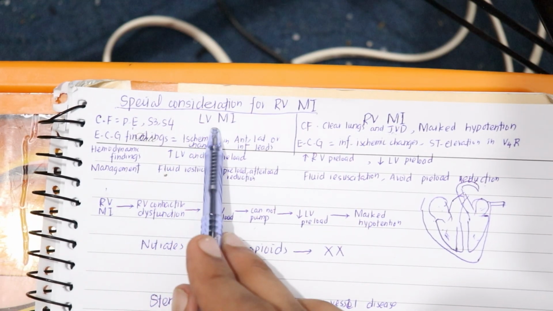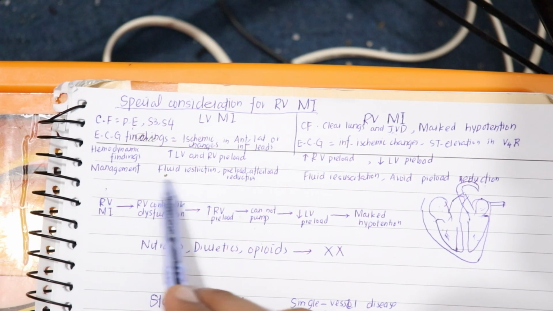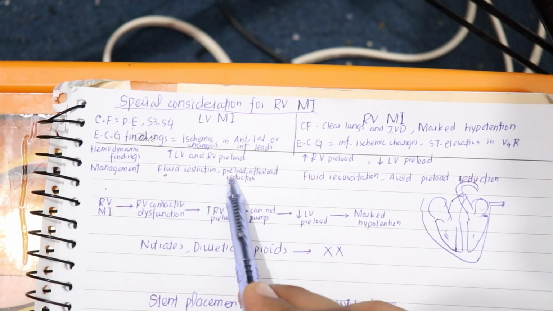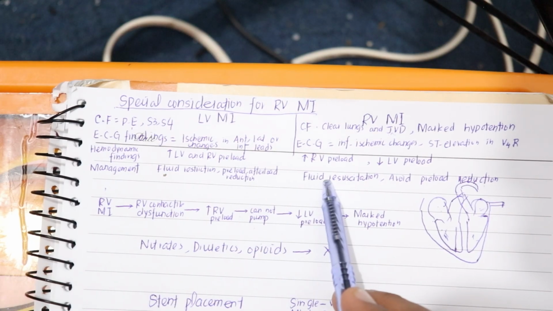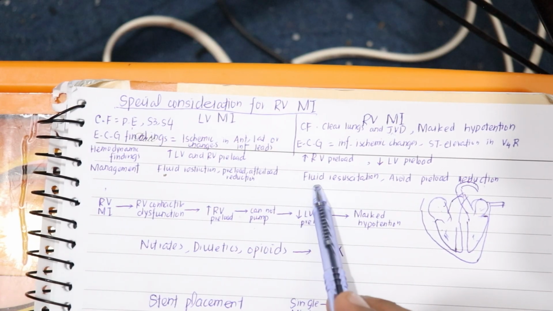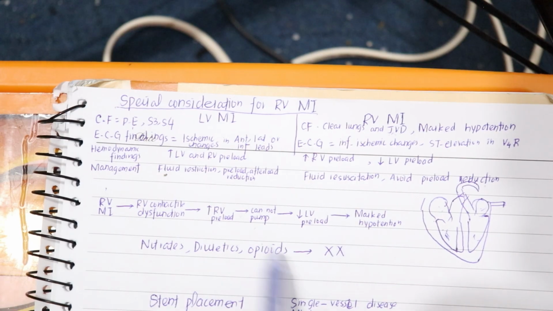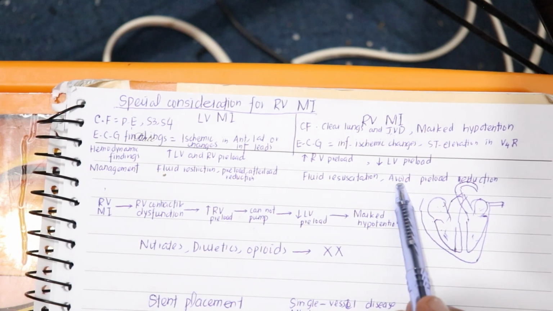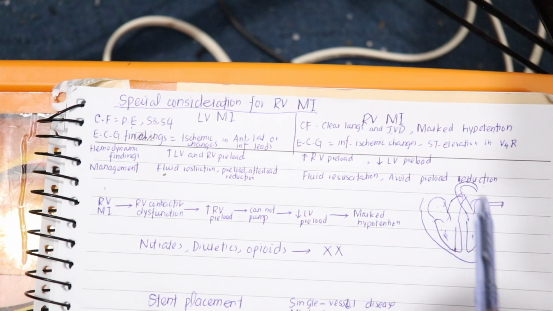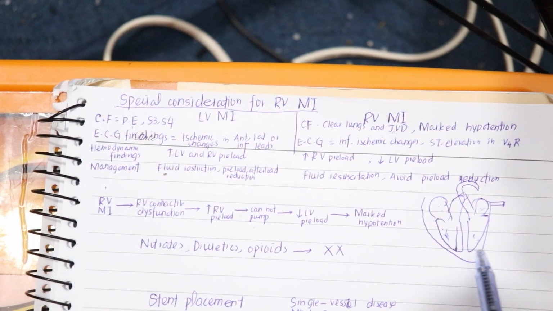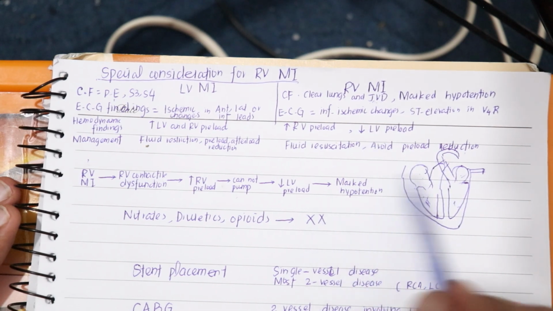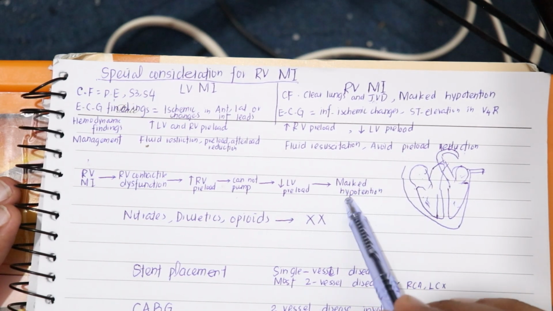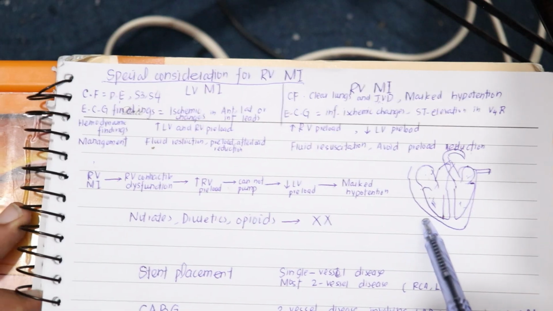The management of left ventricle MI is fluid restriction. You don't give fluid, and you decrease the preload and do afterload reduction. But in case of right ventricle, it's very, very important: there would be fluid resuscitation. You give fluid to the patient, as well as avoid preload reduction. Why? Because if there is preload reduction, the left ventricle won't pump enough blood to the circulation, and the hypotension would become further severe.